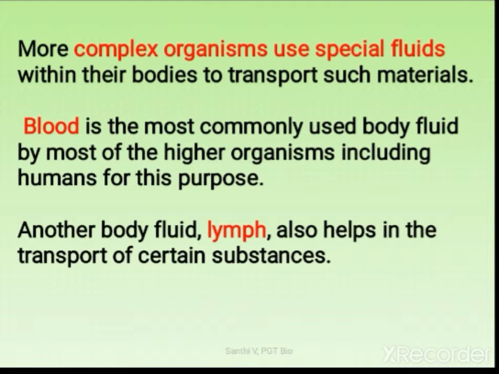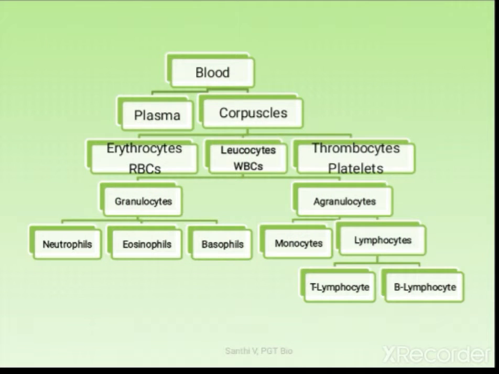Next, complex organisms use special body fluids within their bodies for transport of materials. Blood is the most commonly used body fluid in higher organisms, even in human beings. Another body fluid is lymph, which is also helpful in the transport of certain substances. So let us see the components of blood.